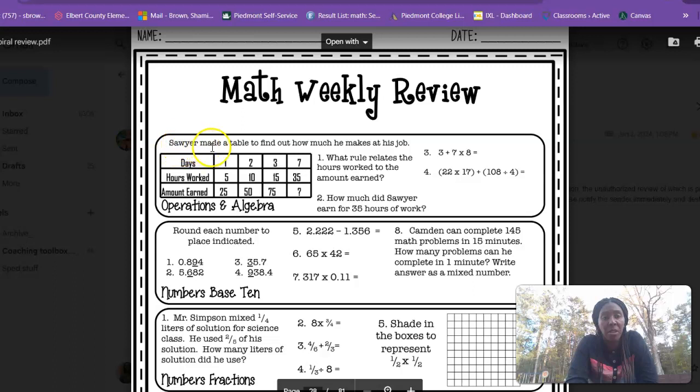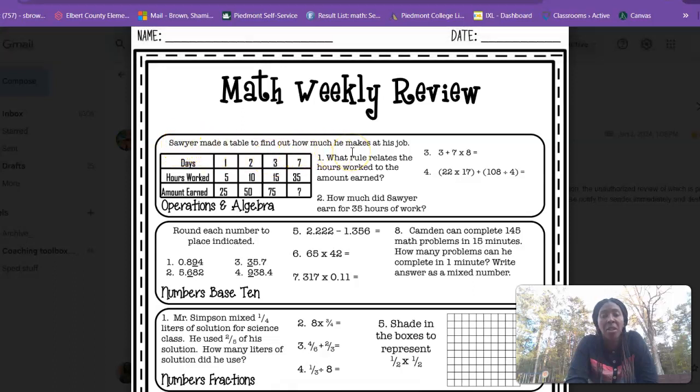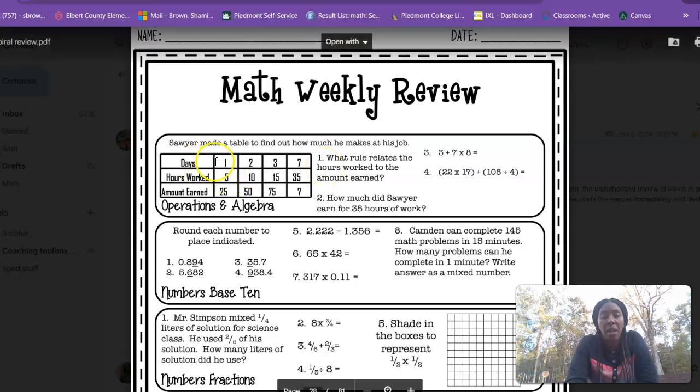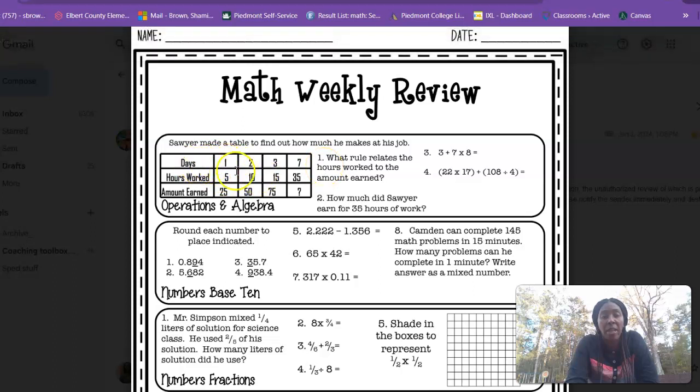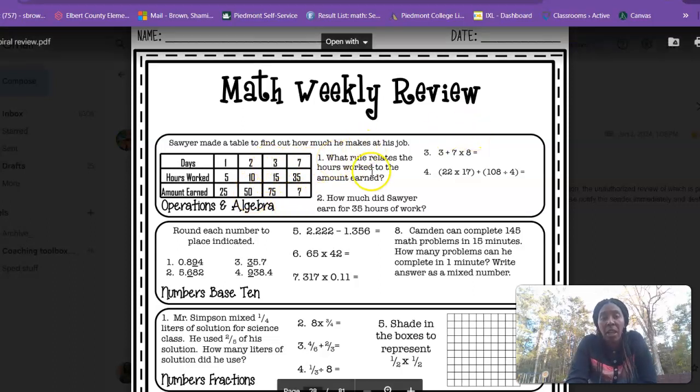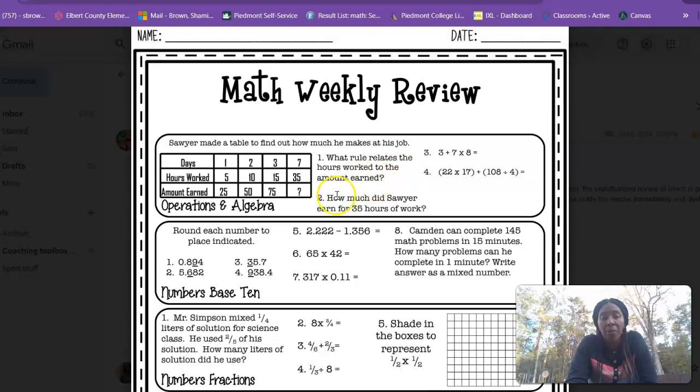The first one says Sawyer made a table to find out how much he makes at his job. He made the table for day one. The days are in this column, the hours worked are in the second column, and the amount earned is in the third column. Day one, he worked 5 hours and earned $25. Day two, he worked 10 hours and earned $50, and so on. So the question says, what rule relates the hours worked to the amount earned?